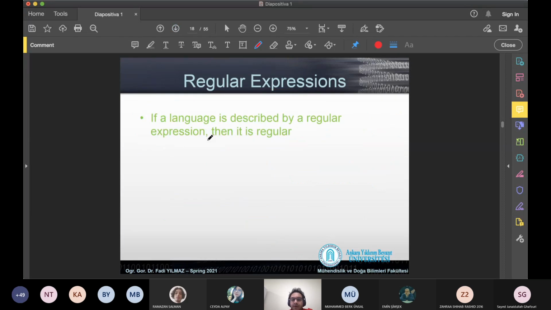If a language is described by a regular expression, then it is regular. To do that, the proof idea is that we show how to convert a regular expression into an NFA. We know that NFAs recognize regular languages, and if we can convert a regular expression into an NFA, a non-deterministic finite automaton, then it shows the expression describes a regular language. Then we should be fine. This is the proof idea.